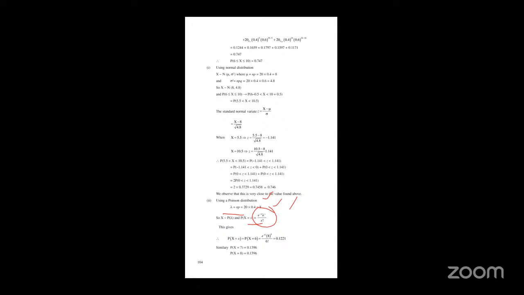So we will find the probability of X equals 6, with e power minus 8, because lambda is 8. Then we'll get the value 0.1221. Similarly, for 7, if you substitute e power minus 8, lambda power x by x factorial, we'll get 0.1396. For 8, substituting the lambda value as 8, it will be 0.1396.